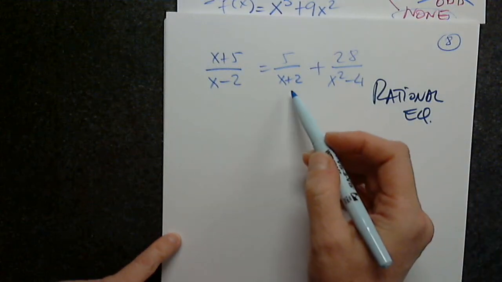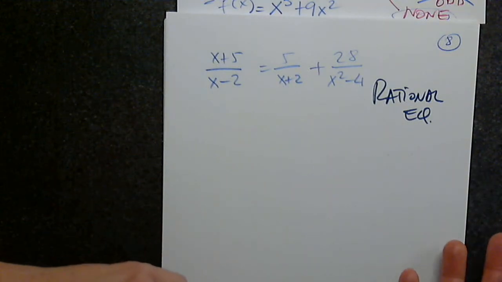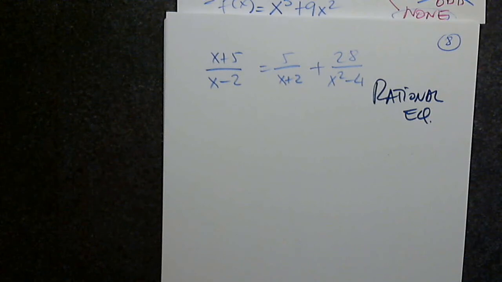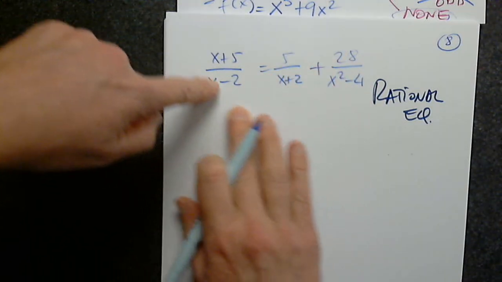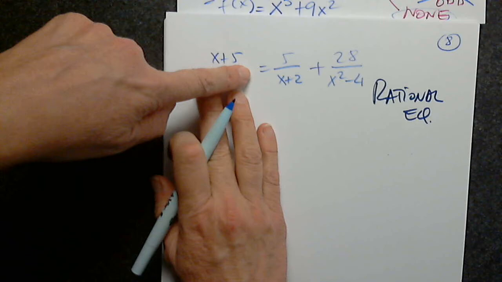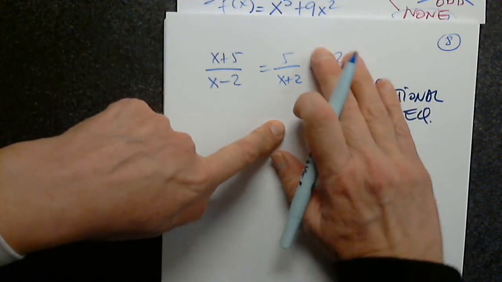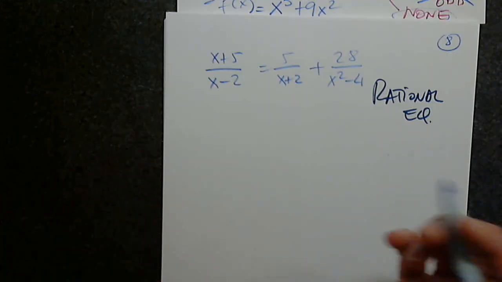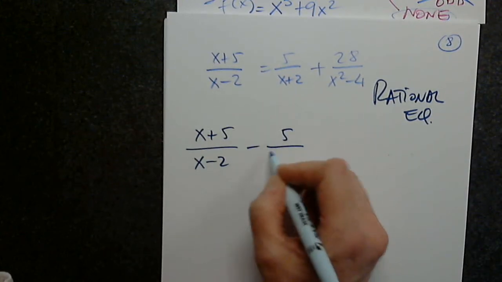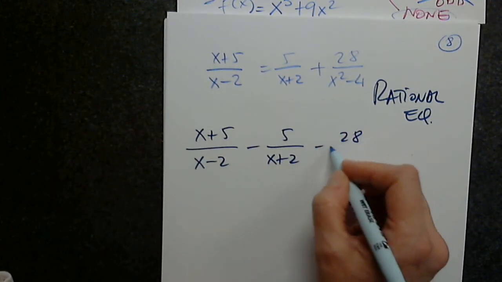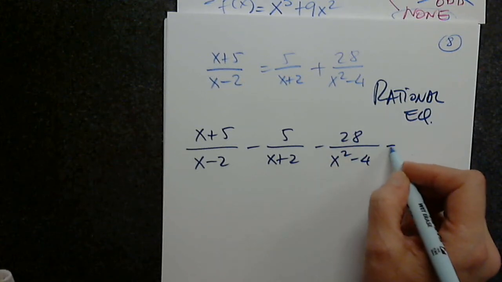What happens when I move a term from one side to the other? What is the only thing that happens? The sign changes. Excellent. So it's the same thing with this. It had a positive in front. I move it to the other side, and the sign in front becomes negative. This one has a positive in front, and when I move it to the other side, it becomes negative. So then I have x plus 5 over x minus 2 minus 5 over x plus 2 minus 28 over x squared minus 4 equals.